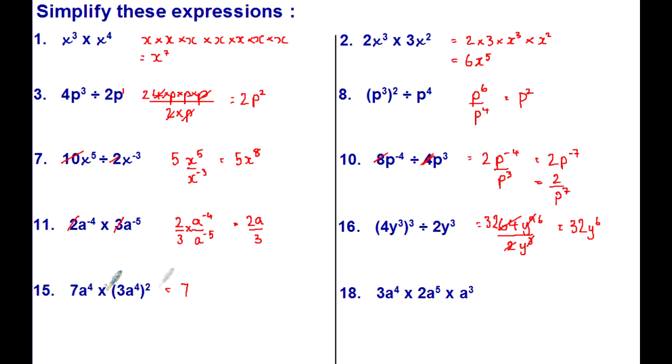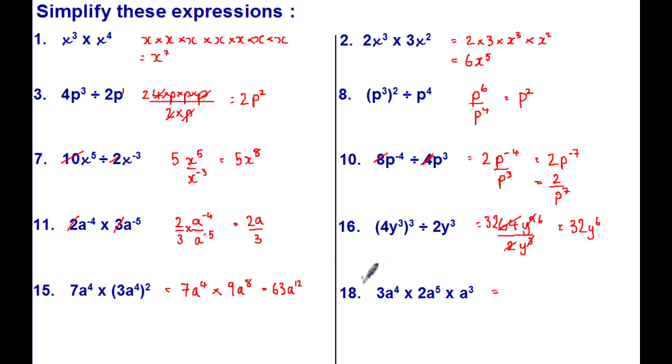7a to the power of 4 times 3a to the power of 4, but we square the 3a to the power of 4. That's squared there, look. So it's 7 times a to the power of 4 times, well, we've got to do 3 squared and a to the 4 squared. So 3 squared is 9, and a to the power of 4 squared, we multiply the powers together, so it's a to the power of 8. And so 7 9s are 63, and then we add these powers together because it's a number to a power times the same number to a different power. So it's 63a to the power of 12.